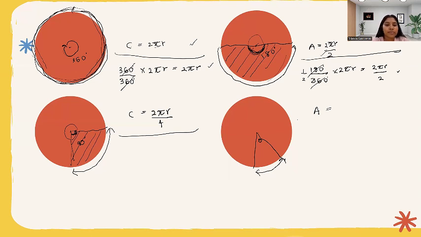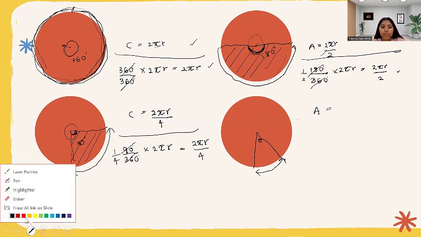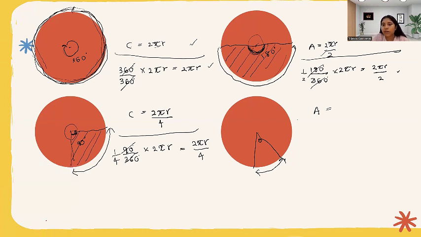In this one, the angle at the center is 90 degrees, so 90 over 360 degrees into 2πr. It is 1/4. So the answer is 2πr divided by 4. Now, if we look into these equations again, you can see some common things in these equations.